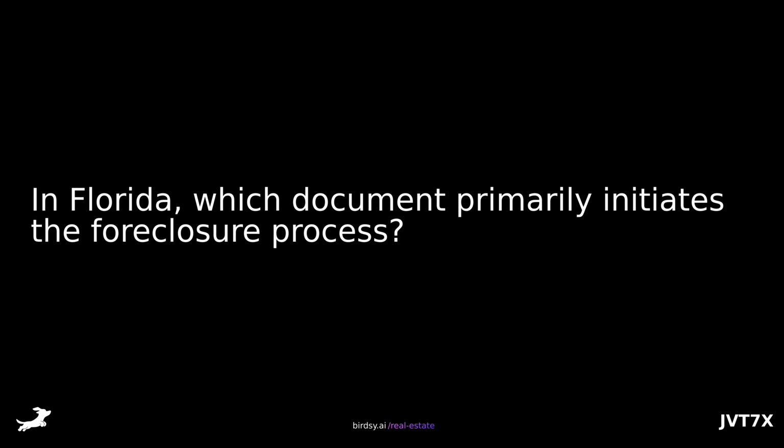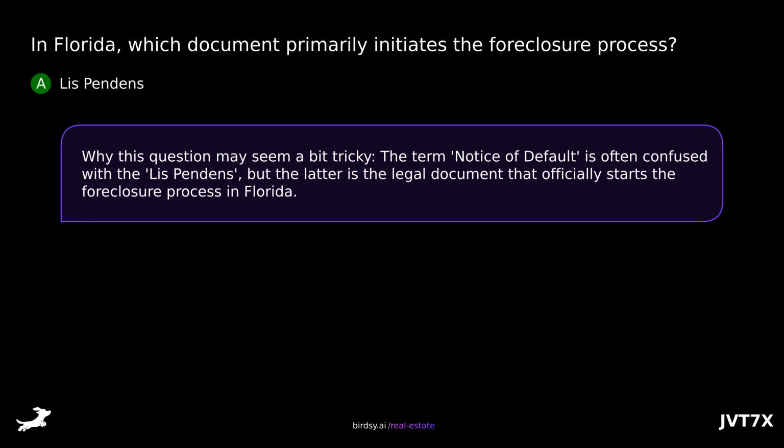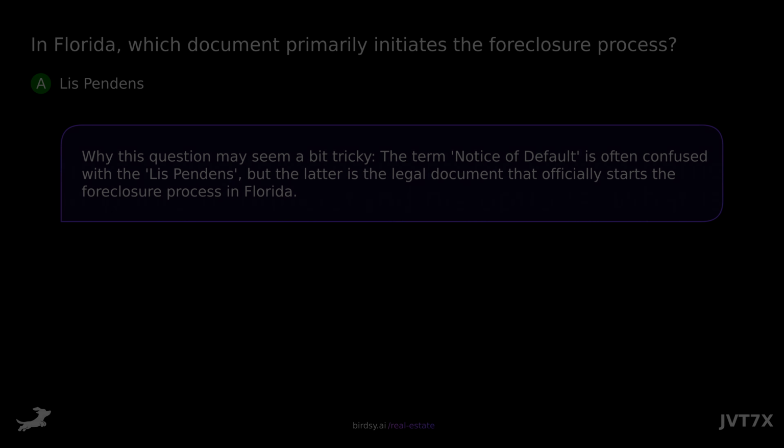In Florida, which document primarily initiates the foreclosure process? Is it A, lis pendens, B, notice of default, C, notice of sale, or D, writ of possession? The answer is A, lis pendens. Why this question may seem a bit tricky. The term notice of default is often confused with the lis pendens, but the latter is the legal document that officially starts the foreclosure process in Florida.